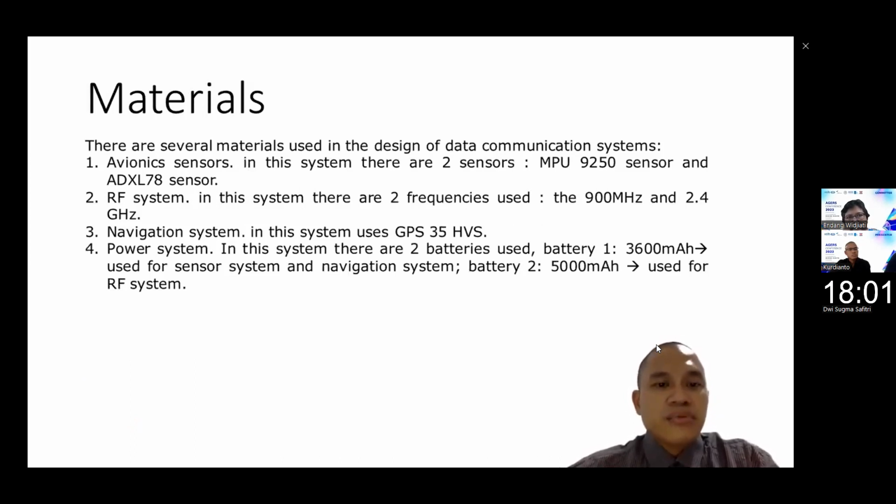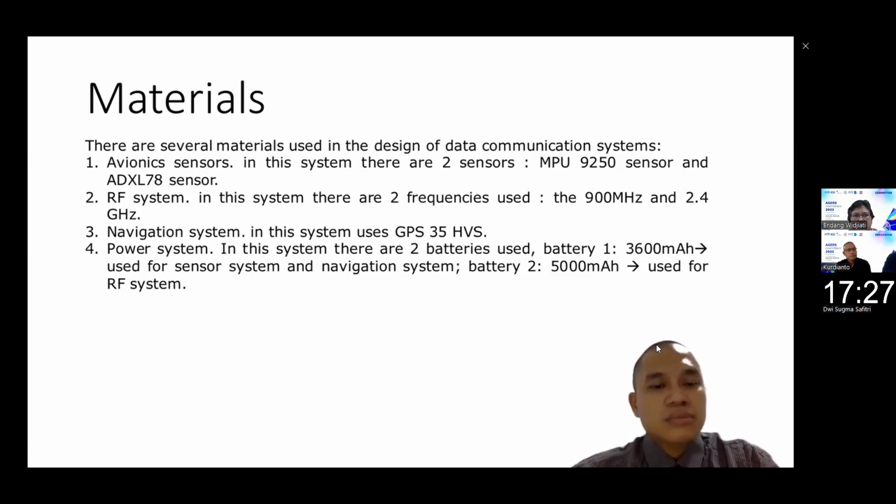Materials. There are several materials used in the design of the data communication system. Number one, avionics sensor. In the system, there are two sensors, the MPU 9250 sensor and the ADXL 70X sensor. Number two, RF system. In the system, there are two frequencies used, 900 megahertz and 2.4 gigahertz.